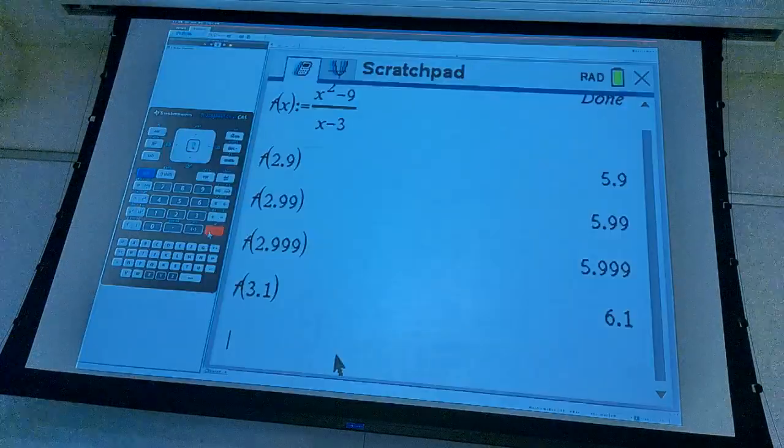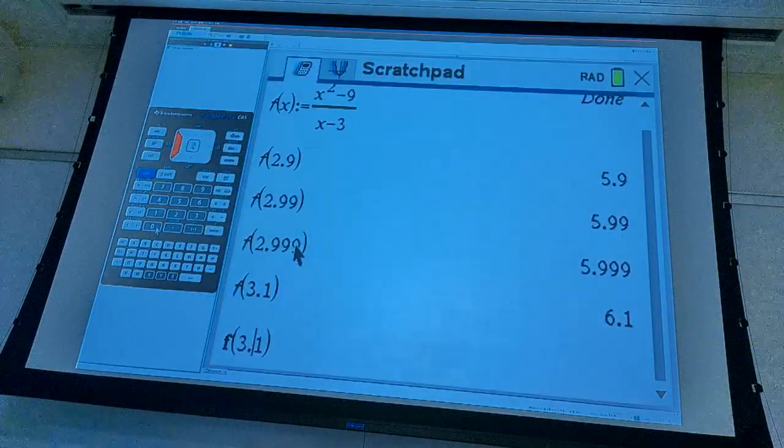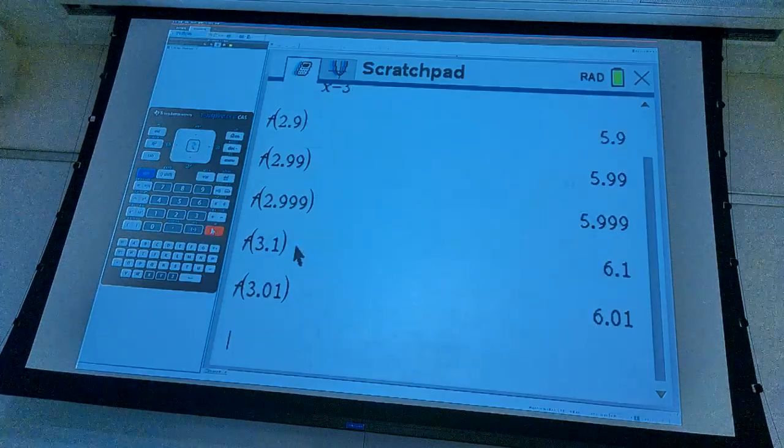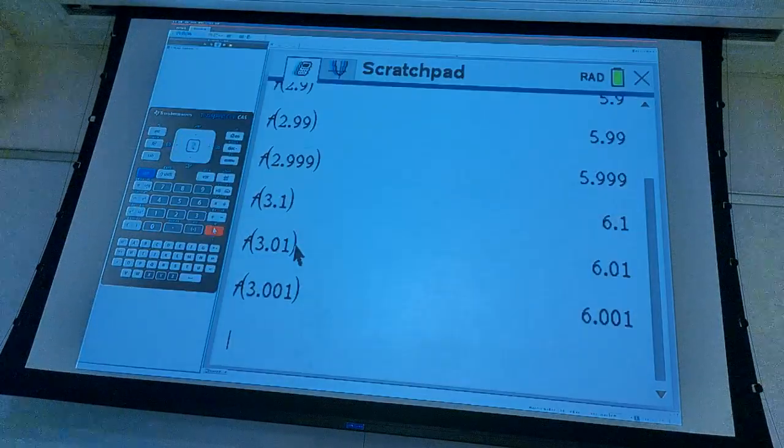F of 3.1. .01. .001. That method obviously has the advantage of you don't have to keep writing in your value for x each time. If you just store the function, you can just recall it. Again, I'll just fill those in and then switch back to it.